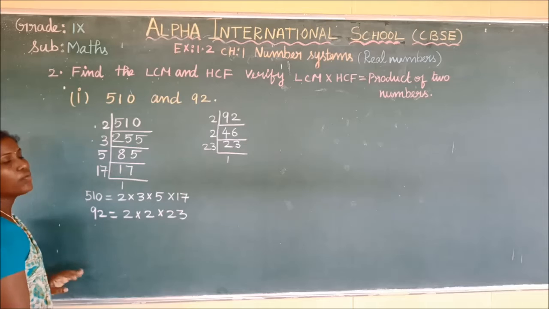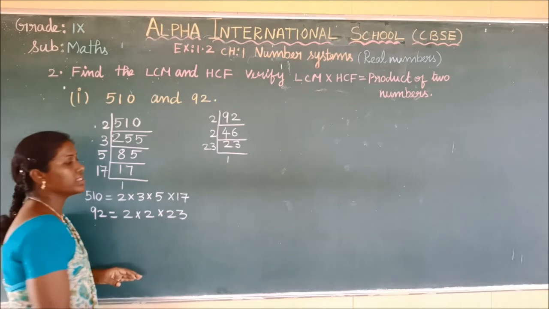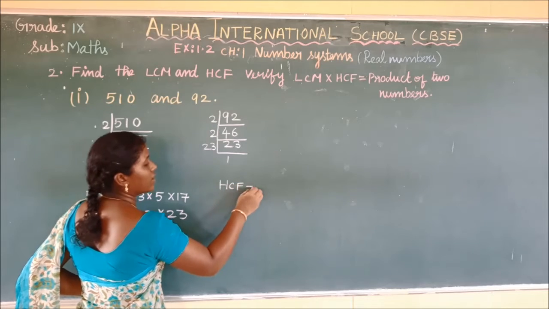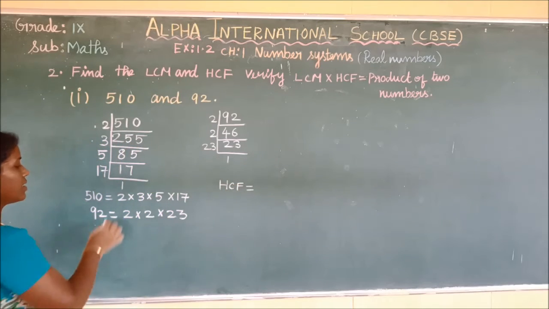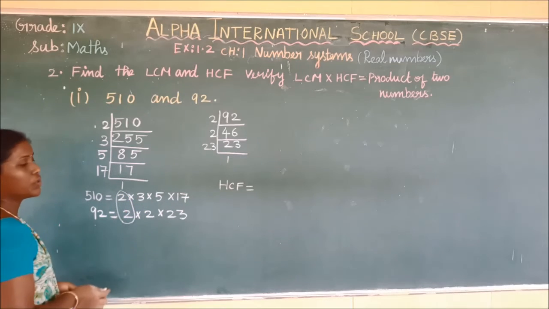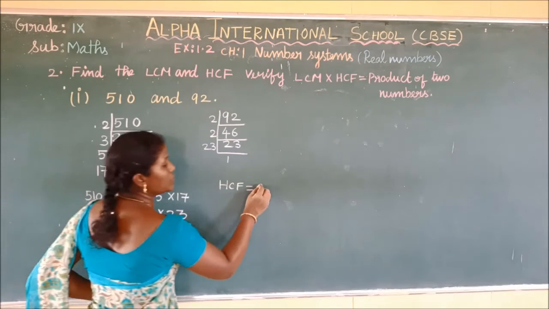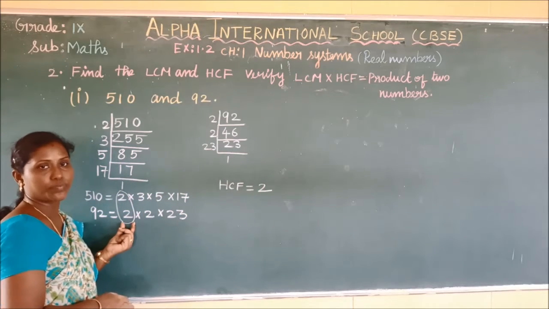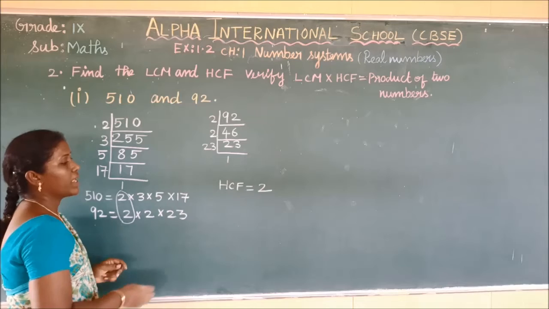Now we have to identify the HCF and LCM first. So HCF. HCF is the common divisor. See here, we are having only 2. The number only 2. So HCF is equal to 2. Here the common divisor for both the numbers is 2. Now LCM.